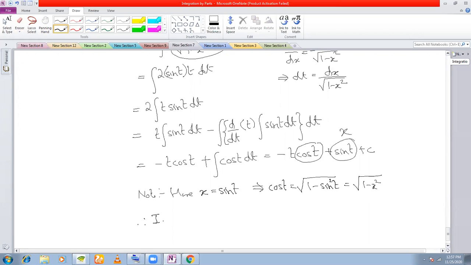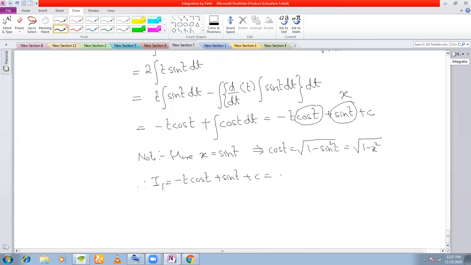Therefore, what is I1? I1 is minus t cos t plus sine t plus c. Now what is t here? t here is sine inverse x, right? So put sine inverse x minus, and what is cos t we have found out? Root 1 minus x square. Sine t is x, plus c. So I1 here is minus root 1 minus x square sine inverse x plus x plus c. Okay, this is what I1 is.